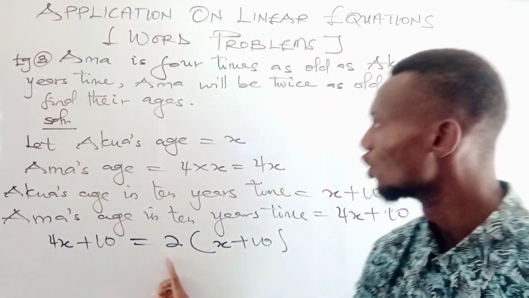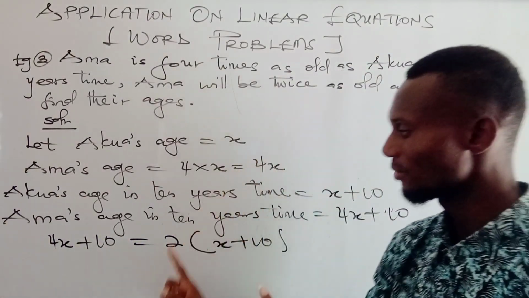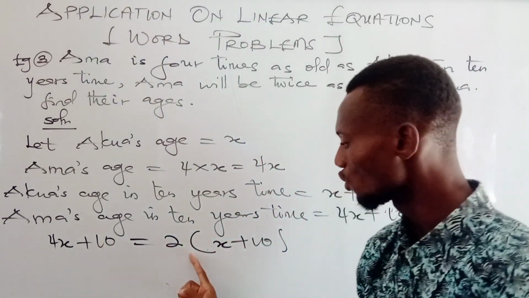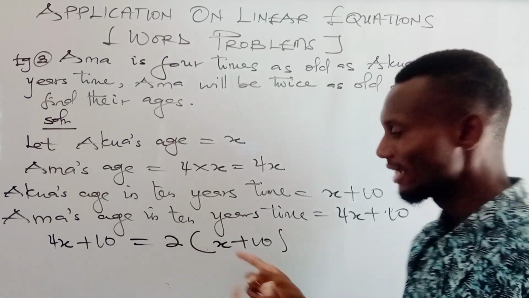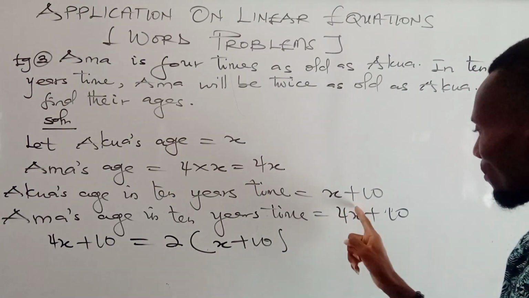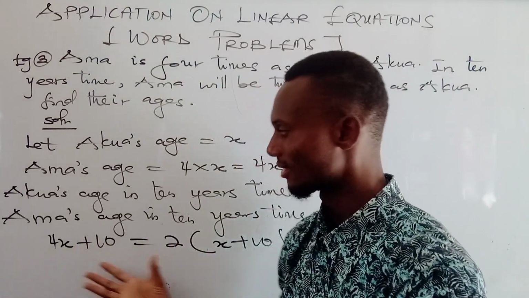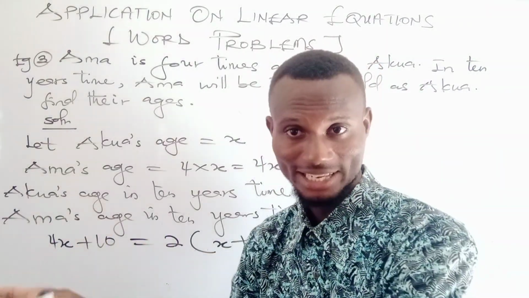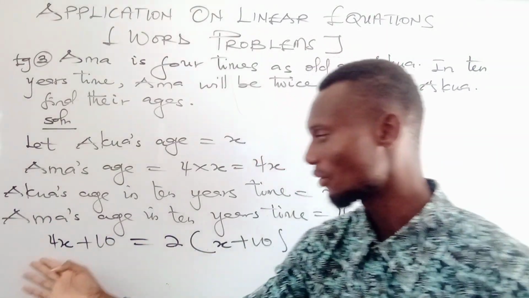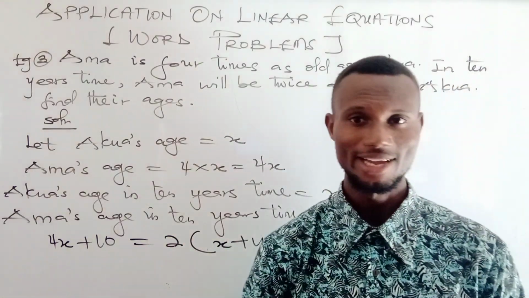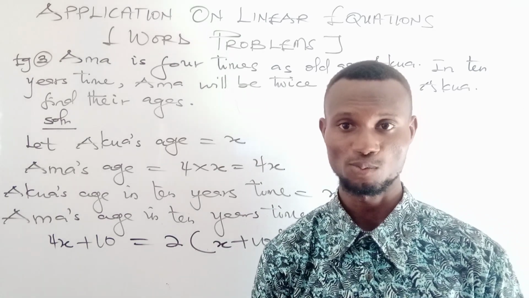So equal to twice. Twice means 2. Twice as old as Ikue. So 2 times Ikue's age in that 10 years time, which is s plus 10. So 2 times s plus 10 will give us Ama's age in that 10 years time. Okay, that's why we are having this equation. I hope the explanation is clear enough up to this point.